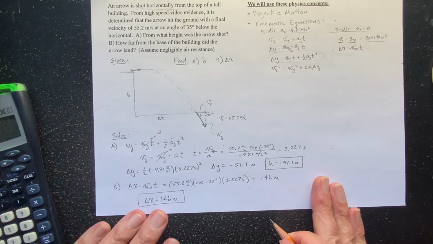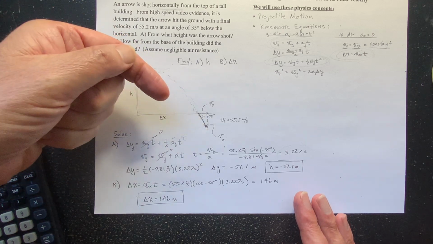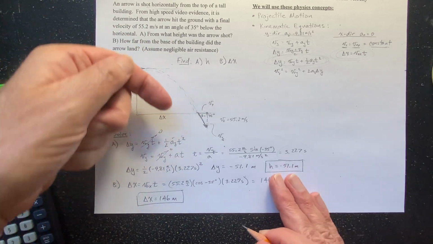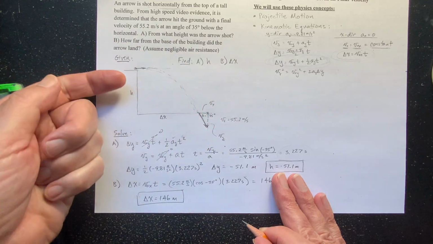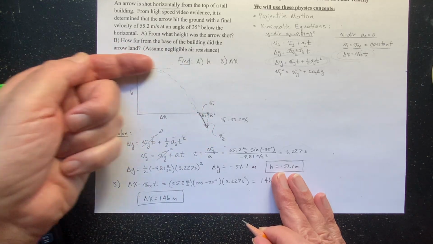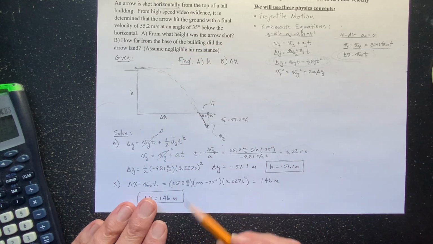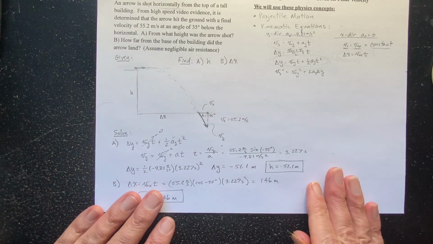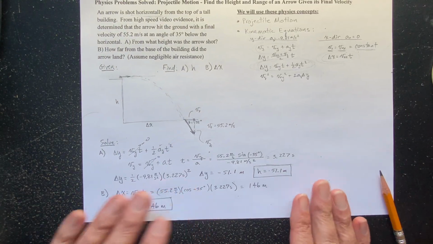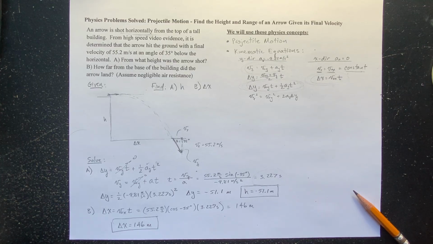So isn't that cool? I mean, you have to know the final velocity, both the magnitude and direction of the final velocity. And if you know that the initial velocity was horizontal, you can figure out how high it was shot from and how far from the horizontal it was from where it was shot. It's pretty cool. And there it is. Another physics problem solved. So very cool.